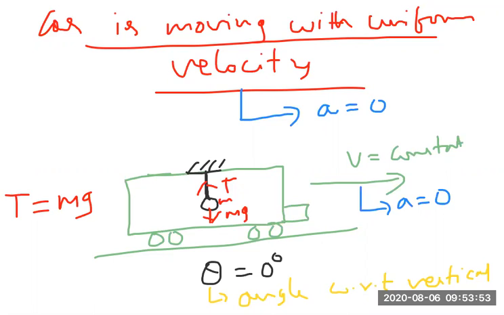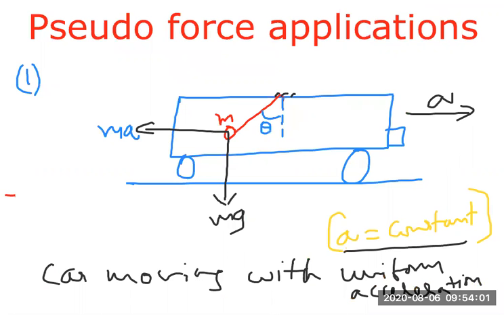So here what is our observation? If the car is moving with uniform velocity, or with acceleration, there is a difference. When it is moving with acceleration, the pendulum comes back and makes an angle theta with the vertical. Why is it coming back? What force is responsible? That force we call pseudo force, and we discussed this concept.